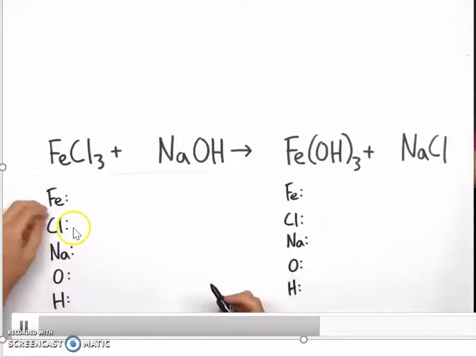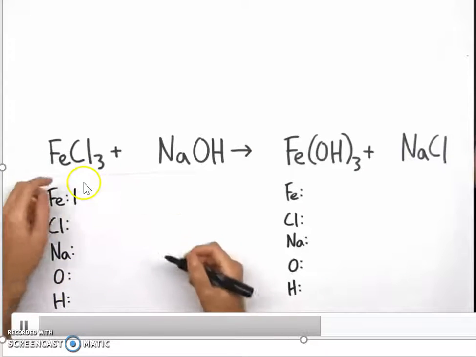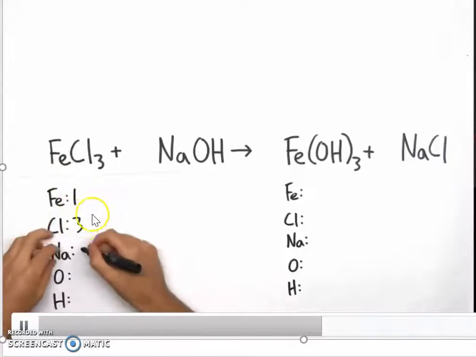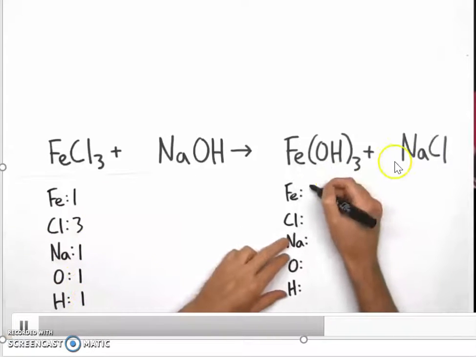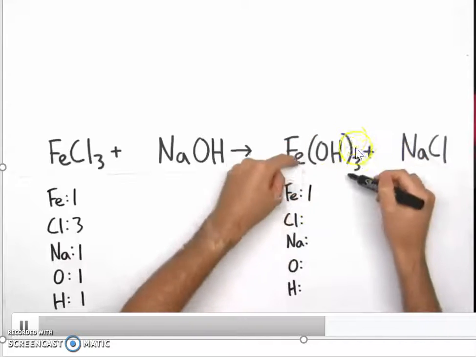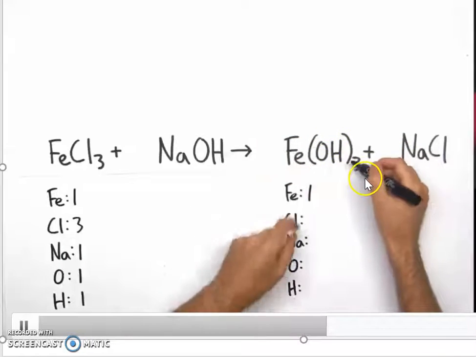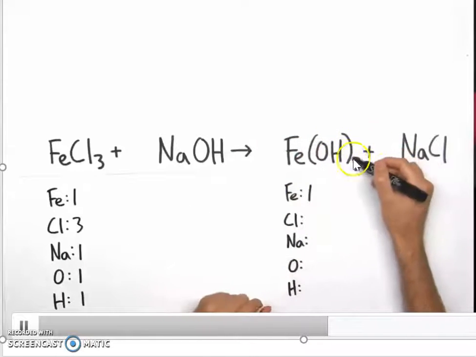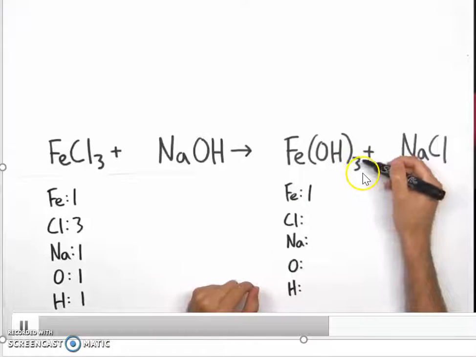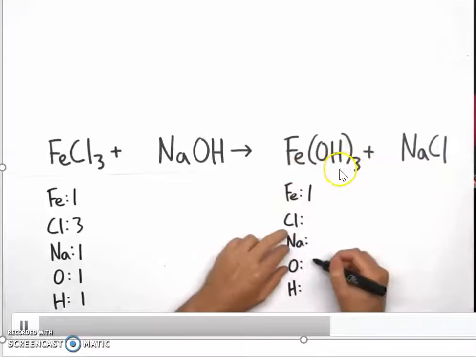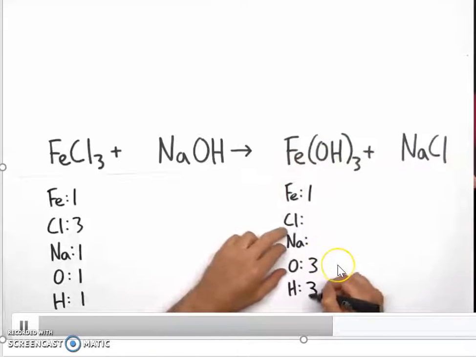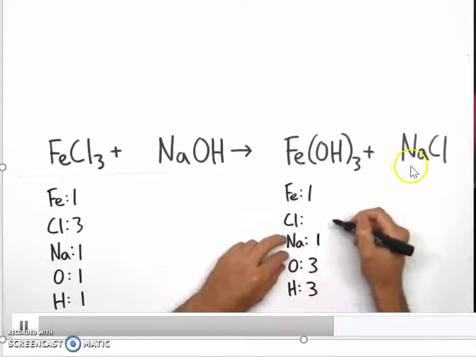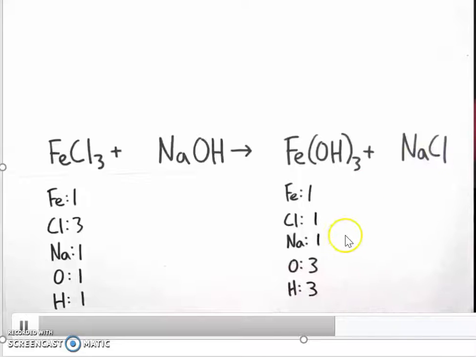Okay, again, enumerate all the elements involved. So iron here is 1, chlorine is 3, sodium is 1, okay, oxygen is 1, hydrogen is 1. Iron is 1, oxygen, since it is enclosed in the parentheses, OH, and the subscript 3, we distribute it to each of them. So oxygen is 3, H is also 3. Sodium is 1, chlorine is also 1. So let's balance this out.